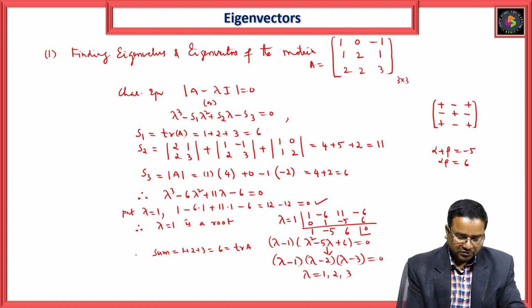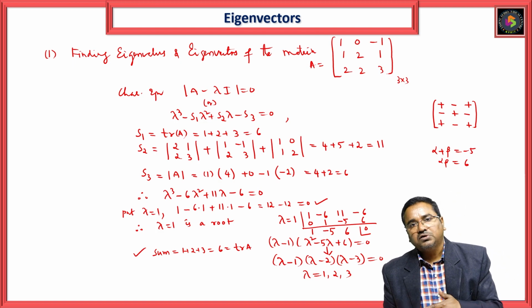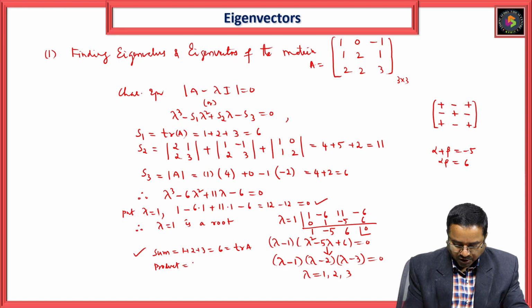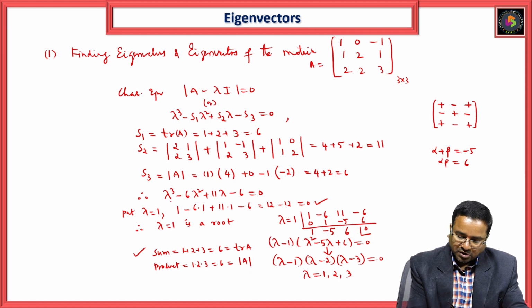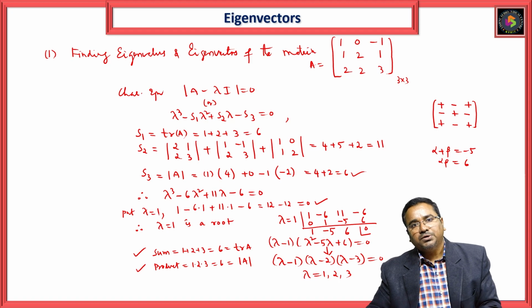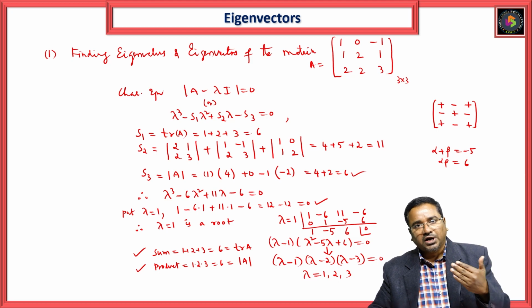This is also verified, because the trace is 6 and the sum is also 6. Now the second one, the product. What is the product? 1 times 2 times 3 is 6. It is equal to the determinant of the matrix, and looking at the determinant, we also got 6. Therefore these two conditions are satisfied, and we can conclude that the values we got are the correct eigenvalues. After verifying only, you can proceed to the next step.